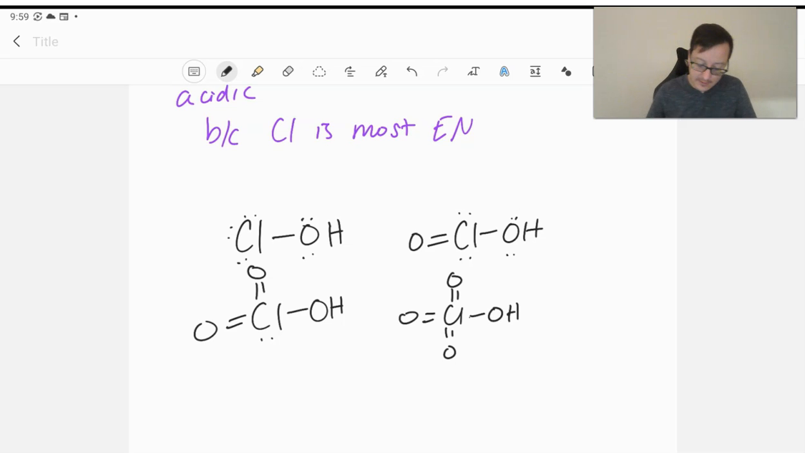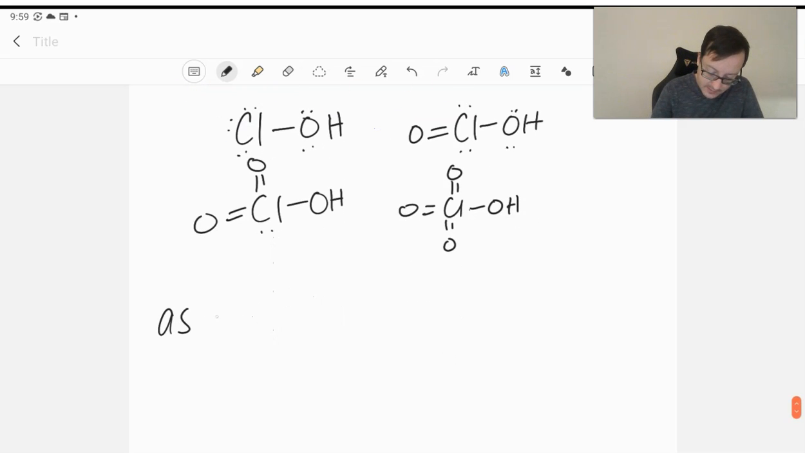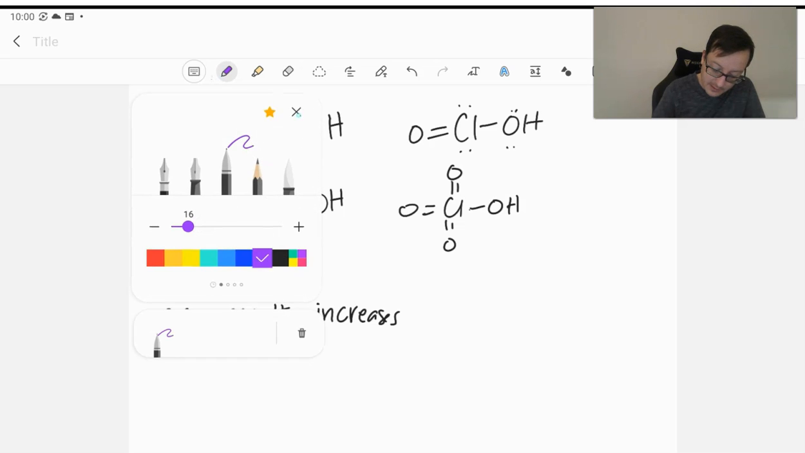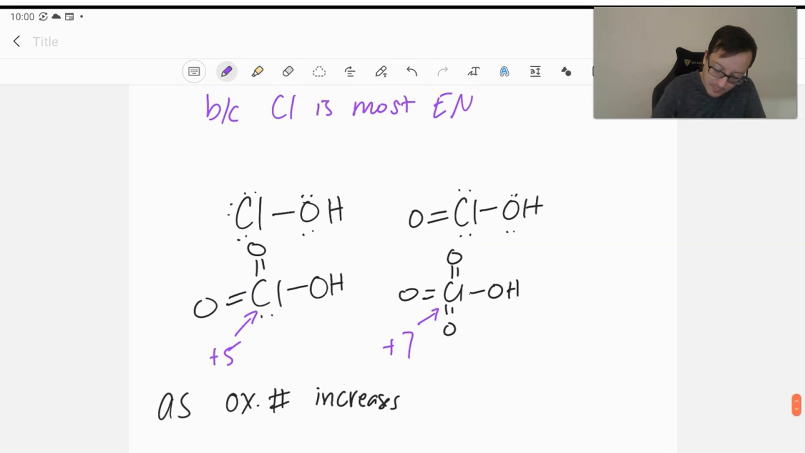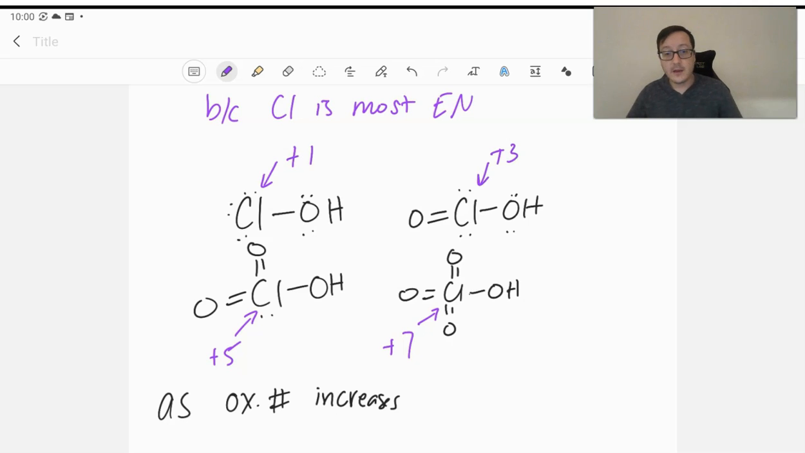We're going to see that as oxidation number increases, for example, the oxidation number of the chlorine here is +7, +5 here. For the hypochlorous, that's actually +1, and then we have +3 for that one. As the oxidation number increases, our acidity will also increase.